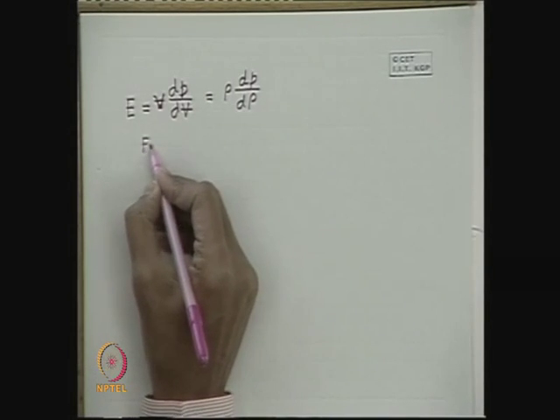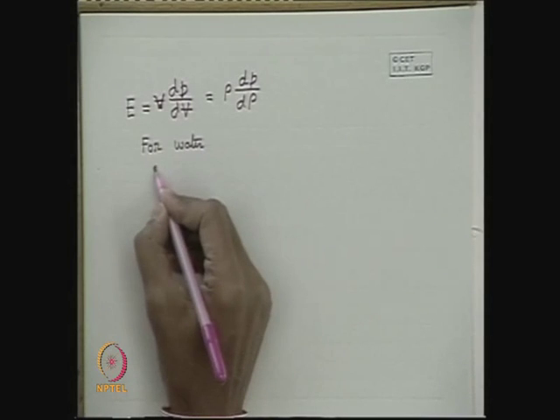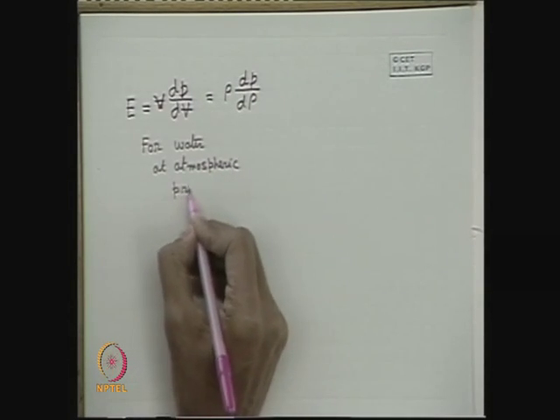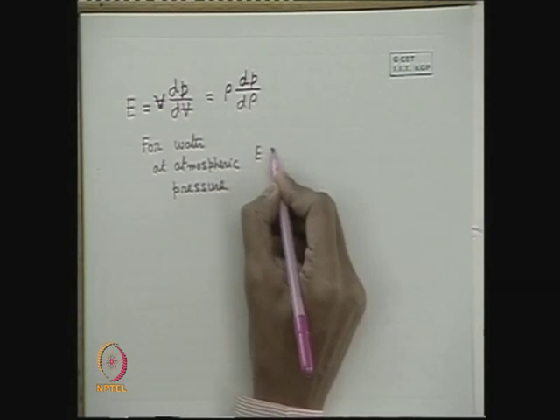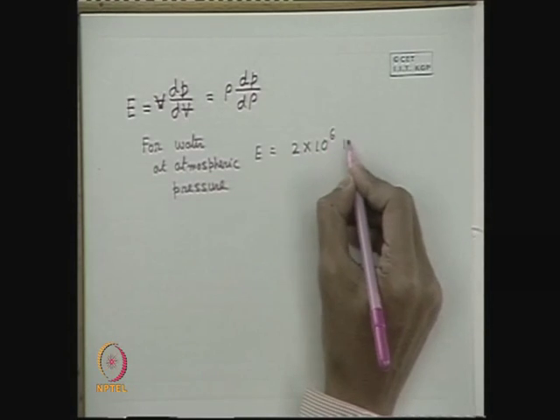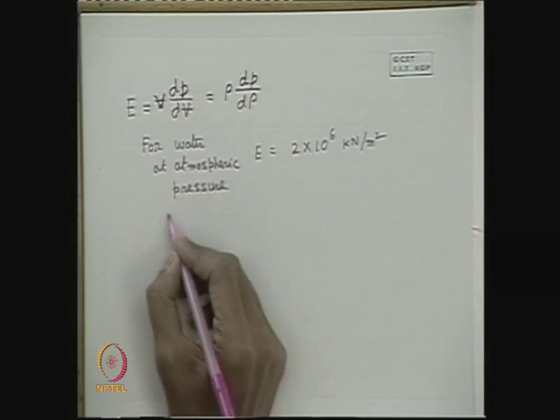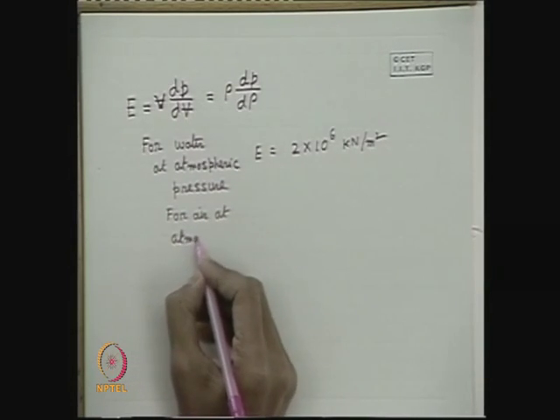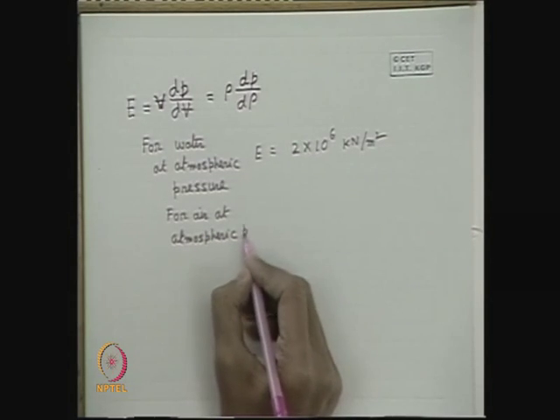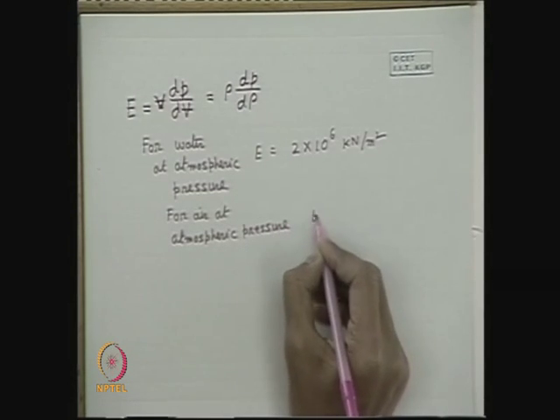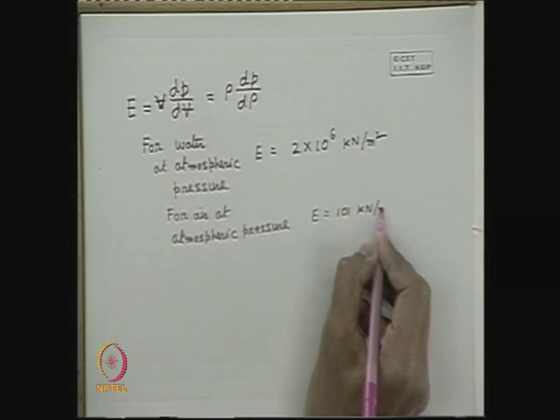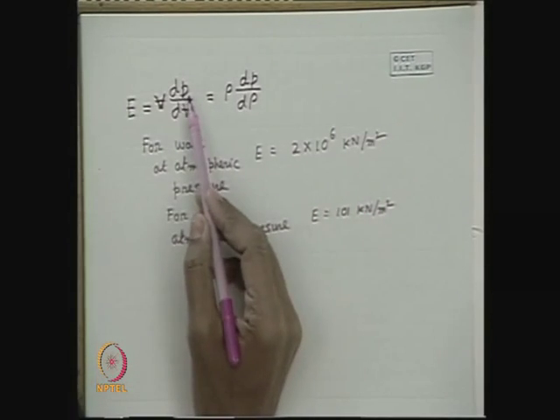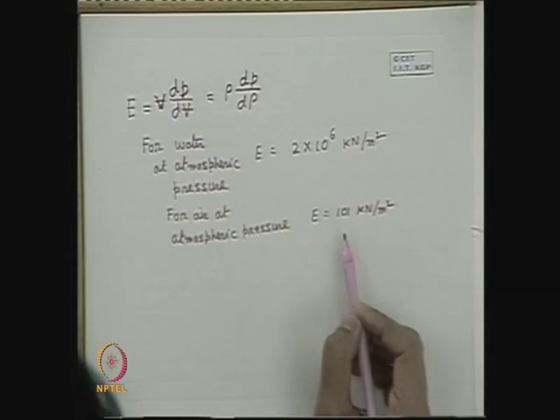For example, for water at atmospheric pressure, the value of E is equal to 2 into 10 to the power 6 kilo Newton per meter square. As compared to that, for air at atmospheric pressure, E is equal to 101 kilo Newton per meter square. So, you can very well see that water is almost incompressible practically, because such a value of E indicates a very large change in pressure is required to cause a little change in volume or density as compared to that of air.